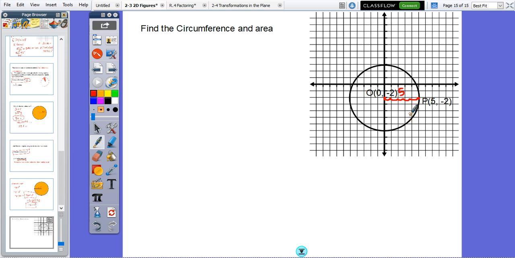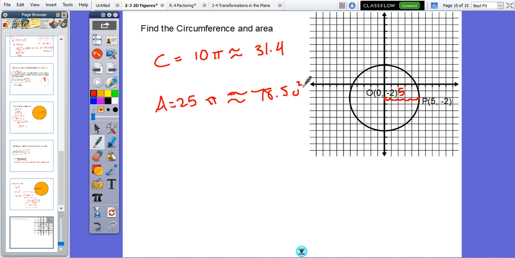Hopefully that helps you find your circumference and area. I'm going to let you pause and do that. If you do it correctly, circumference should be 10 pi, which rounds to 31.4. And when you do area, you end up getting 25 pi. Let me double check. 25 pi is roughly 78.5 units squared.